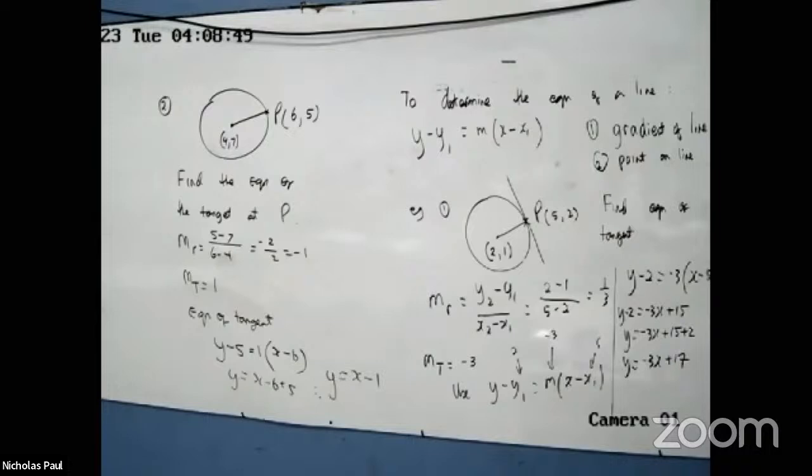What will you do? So I don't want the equation of the tangent anymore. I want the equation of the normal at the same point, 6, 5.